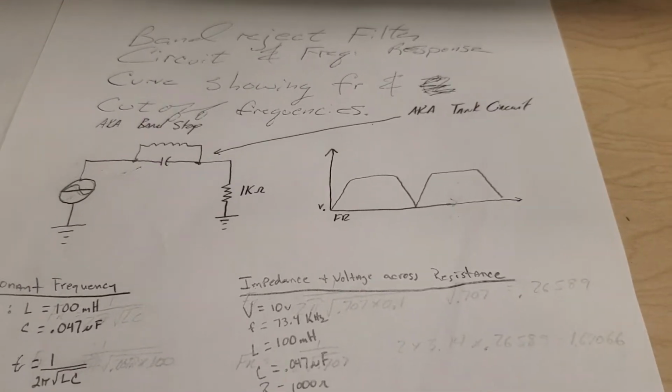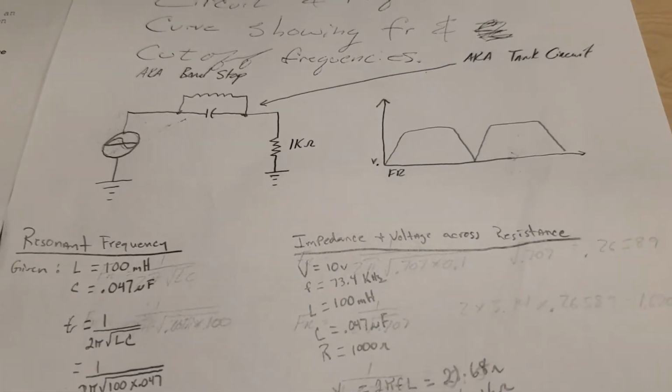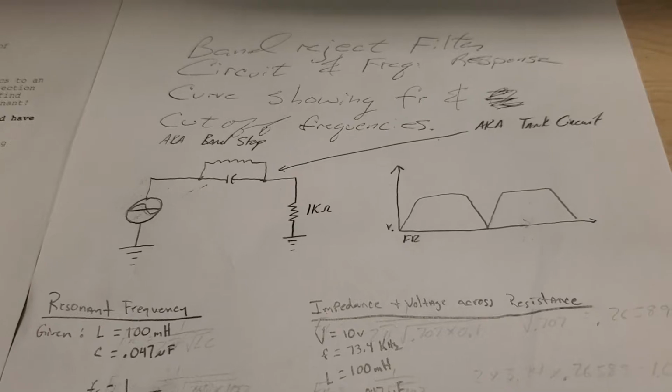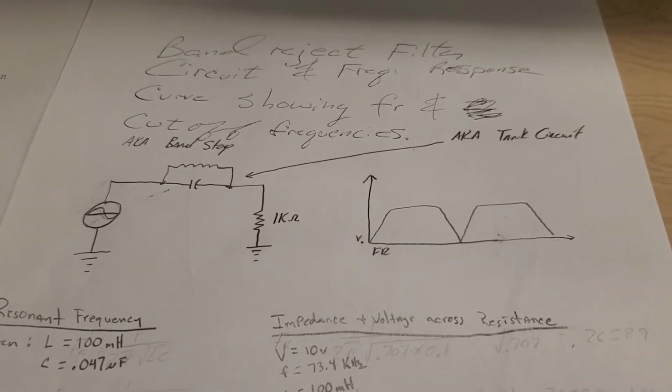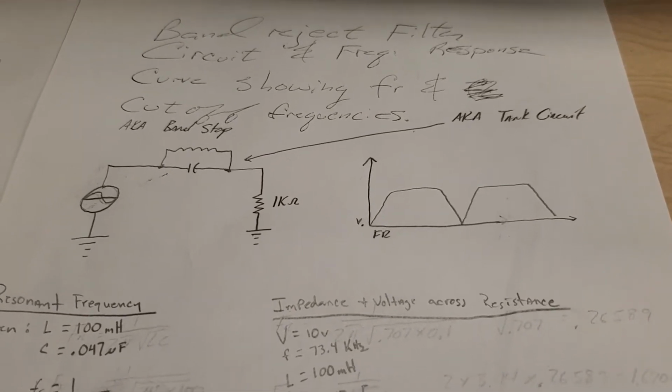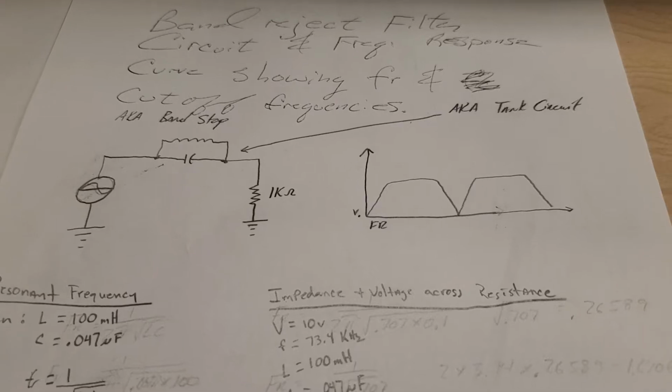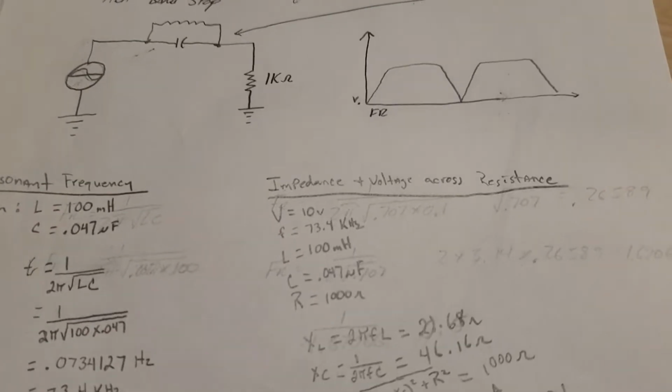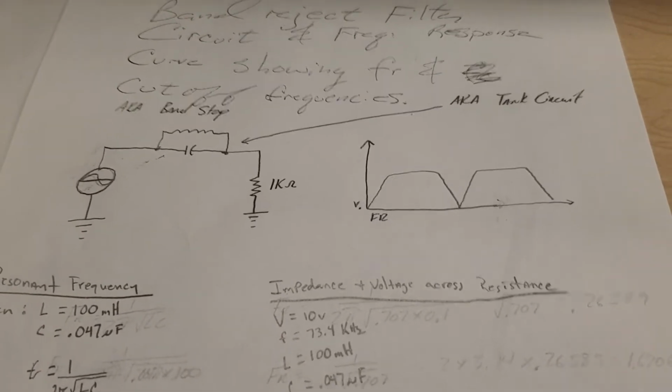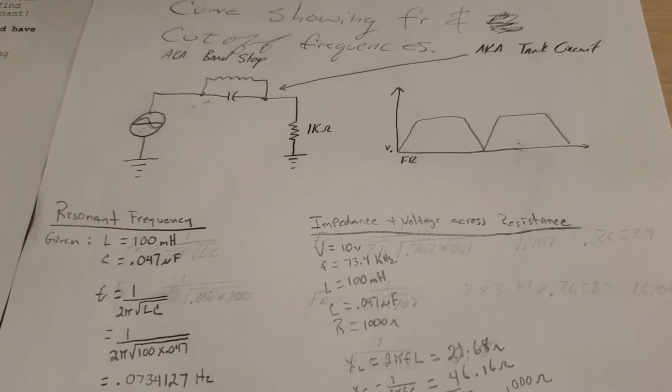So this is for ETE 100, our practical test number 3. And our project was a band reject filter circuit and frequency response curve showing the frequency and cutoff frequencies. So we have a nice little diagram there that we'll let our partner get into.